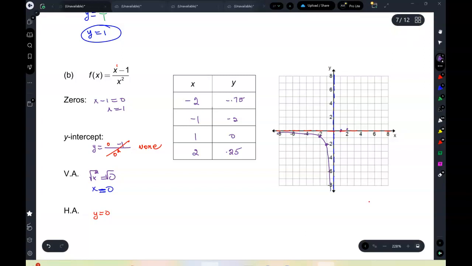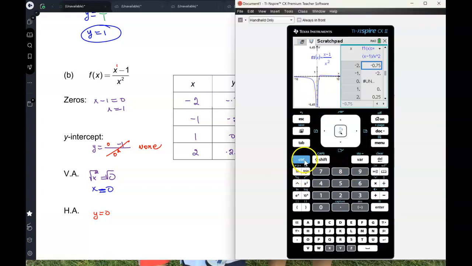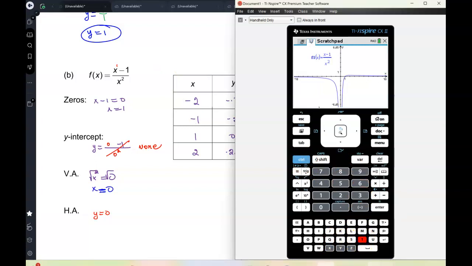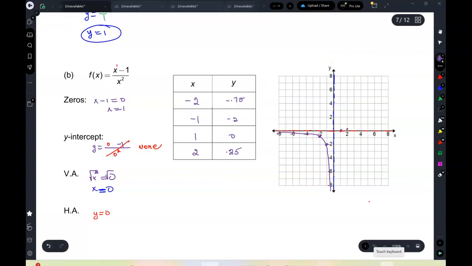And take a look at how this looks over here. Okay, look, this goes up above here, and then it kind of slopes back down and follows that asymptote. So it's going to come up. If you want to find more points along the way, you absolutely can.